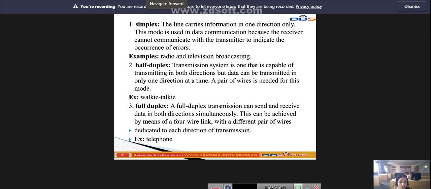What is meant by half duplex? It is a transmission system that is capable of transmitting in both directions, but data can be transmitted only in one direction at a time. So the transmission is capable of transmitting in both directions, but data can be transmitted only one direction at a time. A pair of wires is needed for this mode.